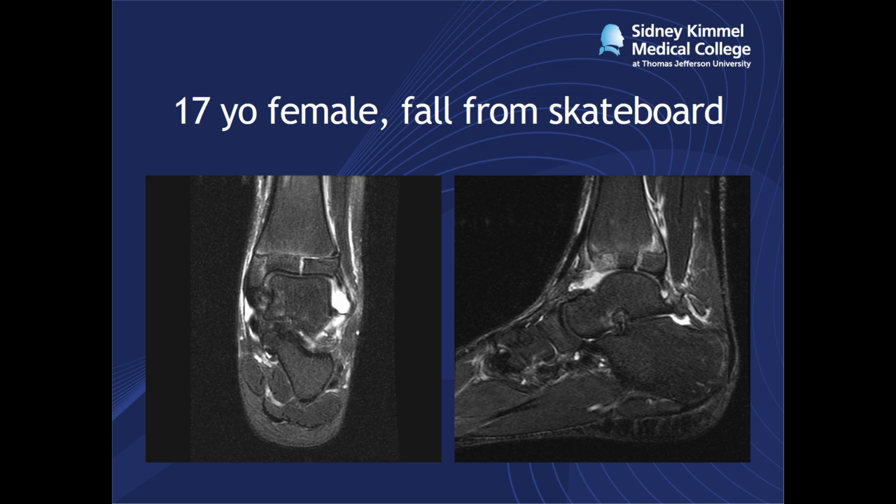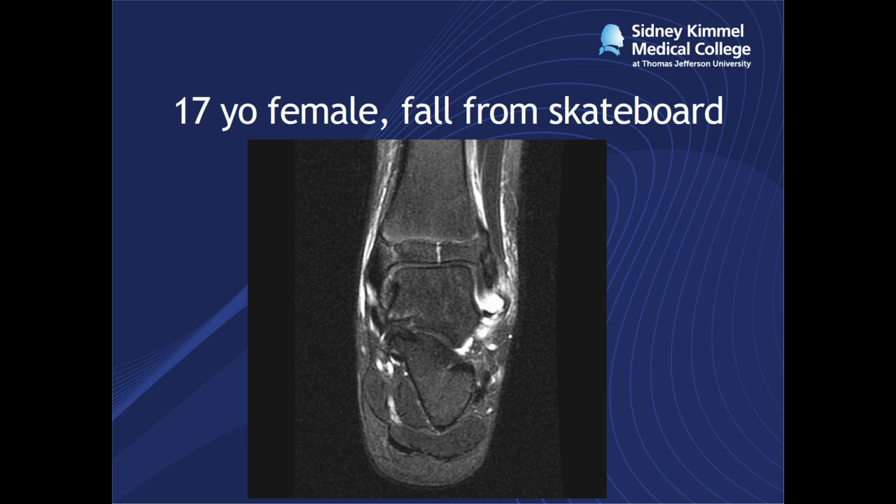And on our sagittal images, we can actually see it extending almost obliquely through the metaphysis. So this is a triplane fracture. It's a Salter-Harris 4 fracture. But the reason that I wanted to show this case is that I'll just go through and show you.